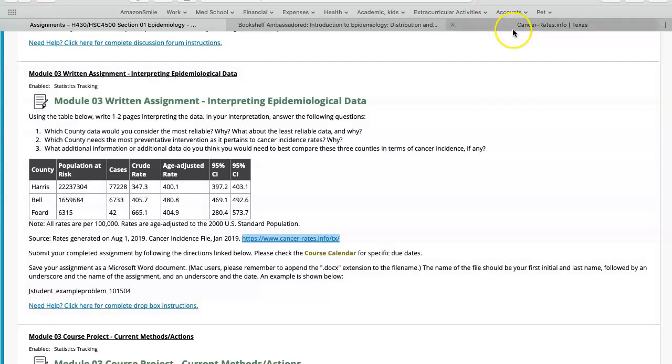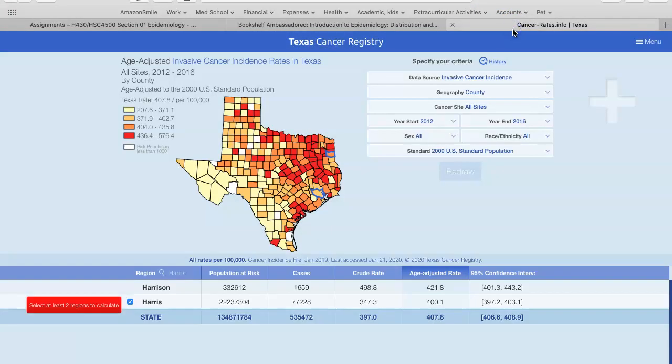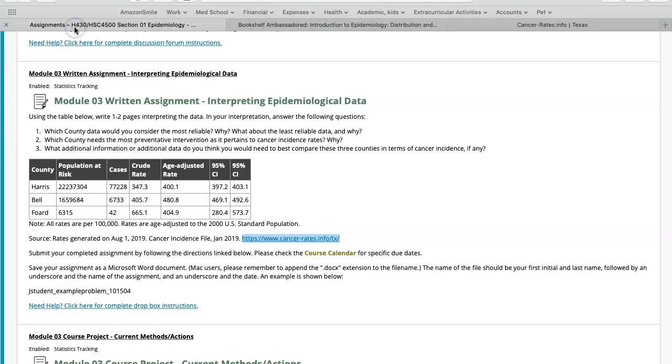So, what other information do you think is not included, but could or should be included for you to get a better picture or a better understanding of which of these counties has the highest burden of cancer? I'm hoping that that explanation will help you guys out a little bit more.